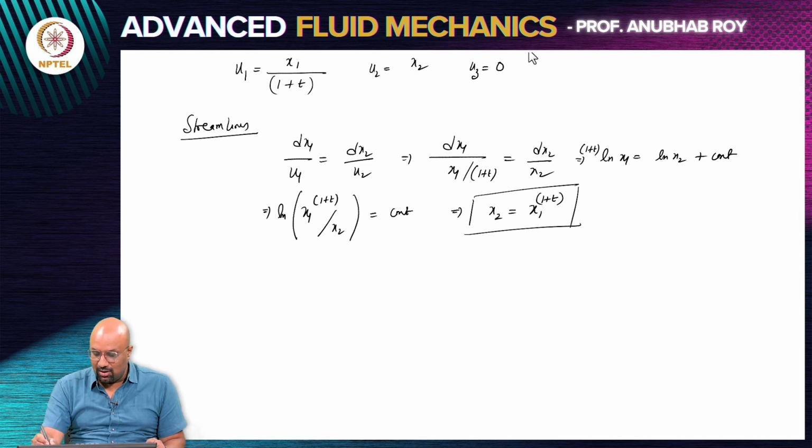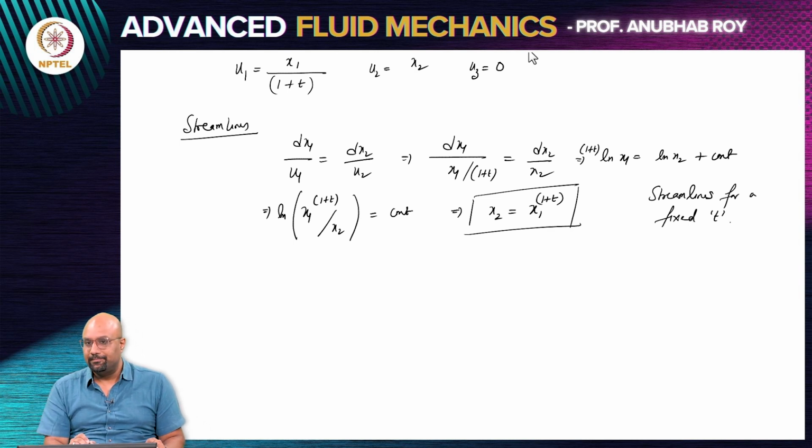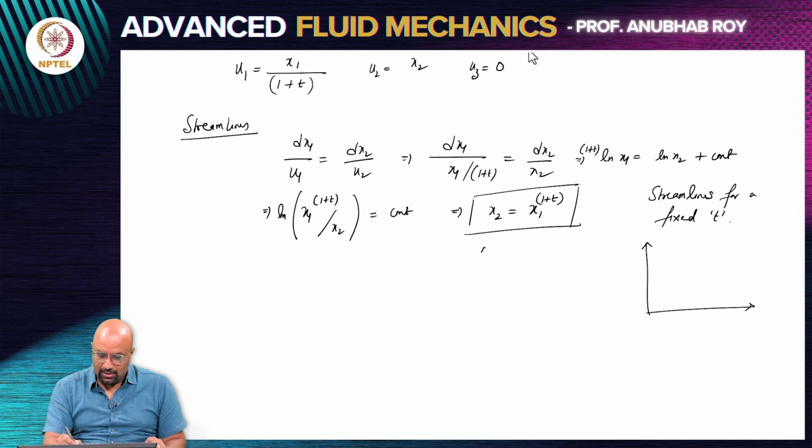And as you can see in all this calculation, I have done this for a particular instant of time. Time is there in the velocity field. The velocity field is not a steady velocity field. So if you plot the streamlines, let's consider the streamline at two separate instants of time, t equals 0 and t equals 1.